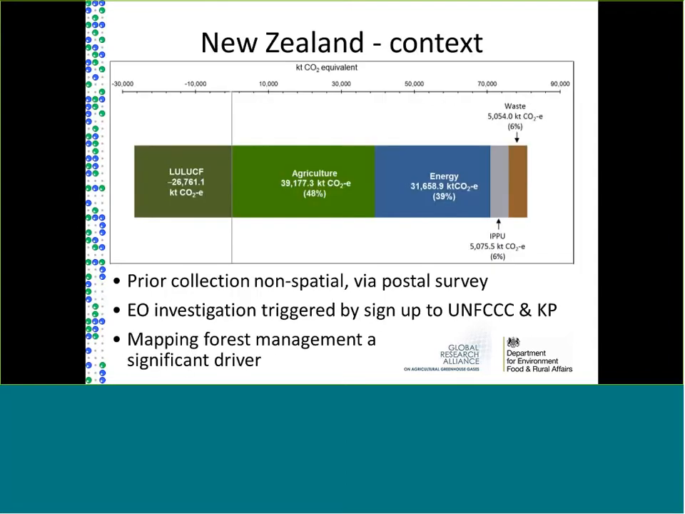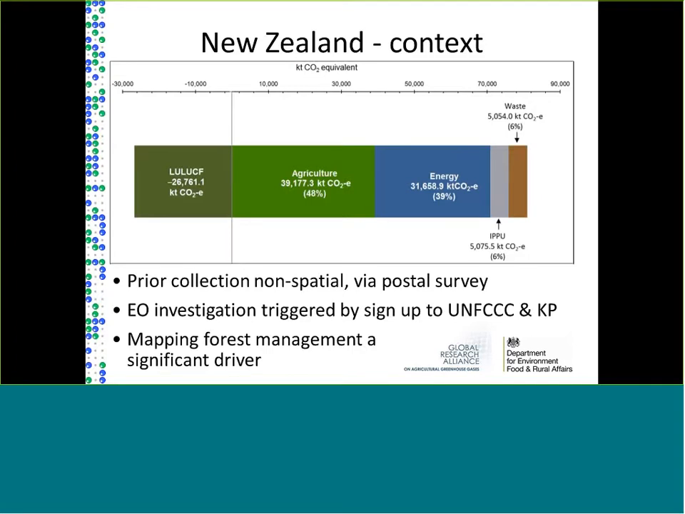So moving on, the first case study, this is New Zealand for change detection. And New Zealand is in an interesting position, as you can see from this diagram, that the use of agriculture, forestry, and land use is the predominant greenhouse gas contributor, which is unusual for many countries. It's energy, often electricity generation that's a very dominant factor, but not in the case of New Zealand.